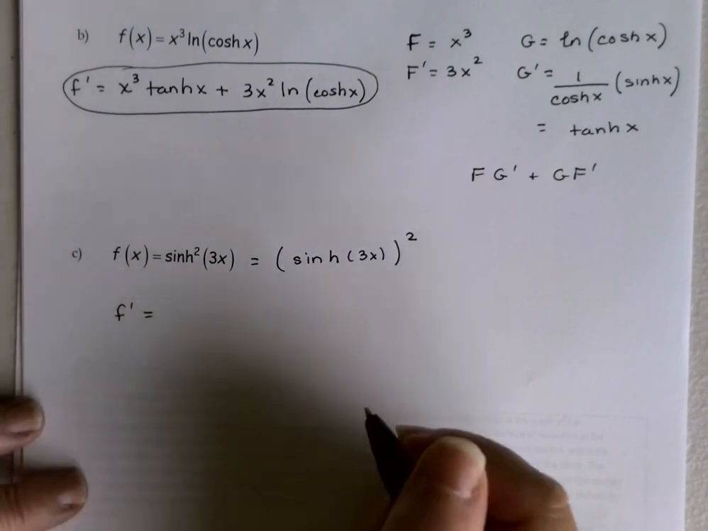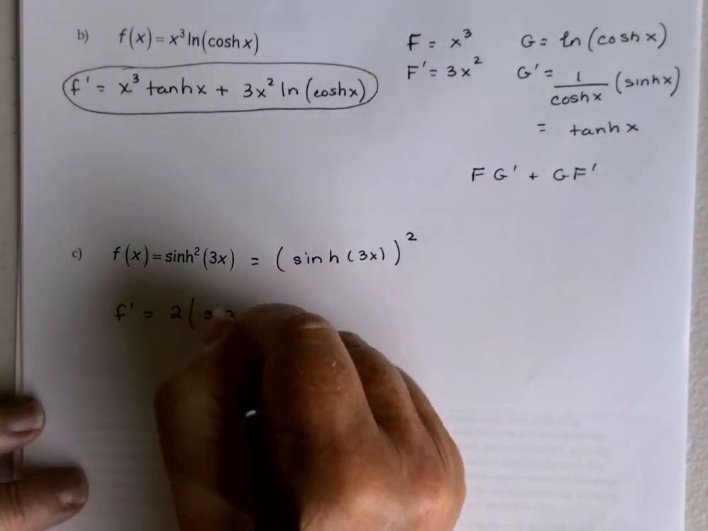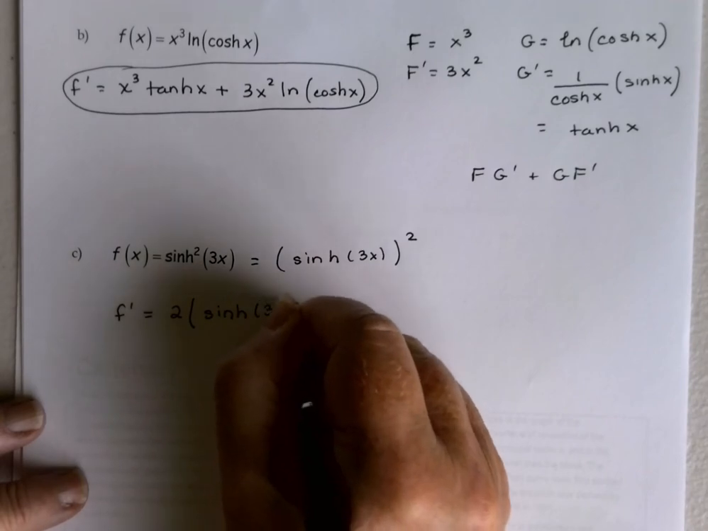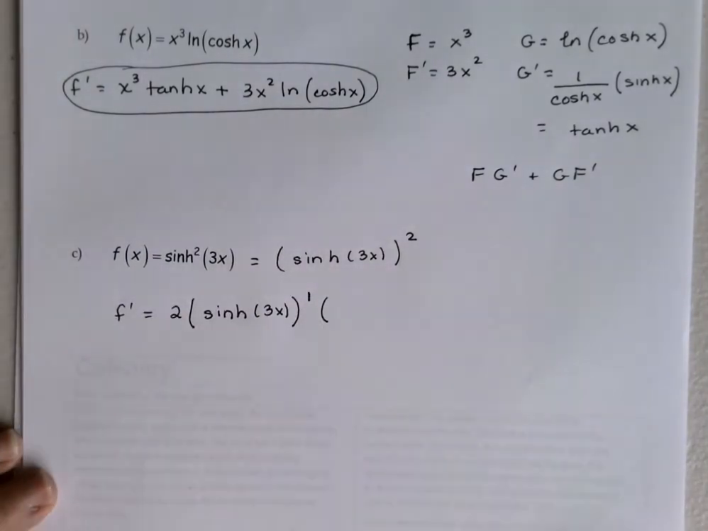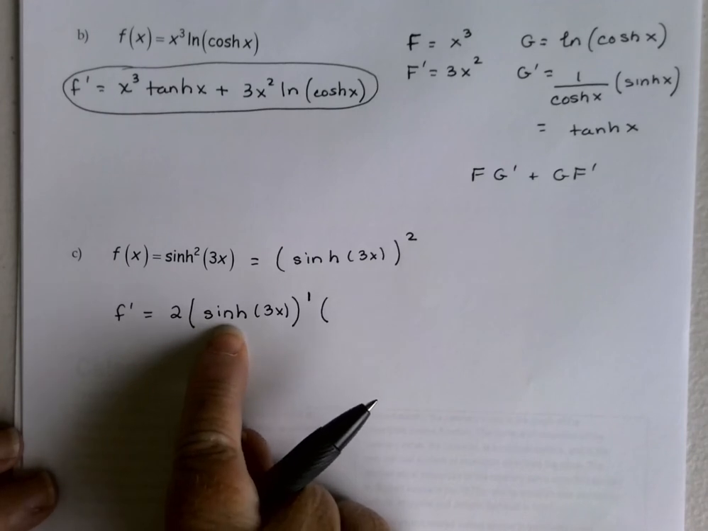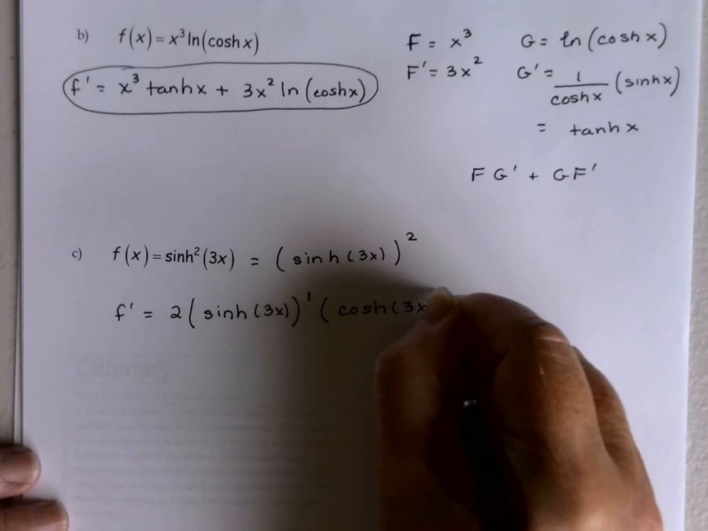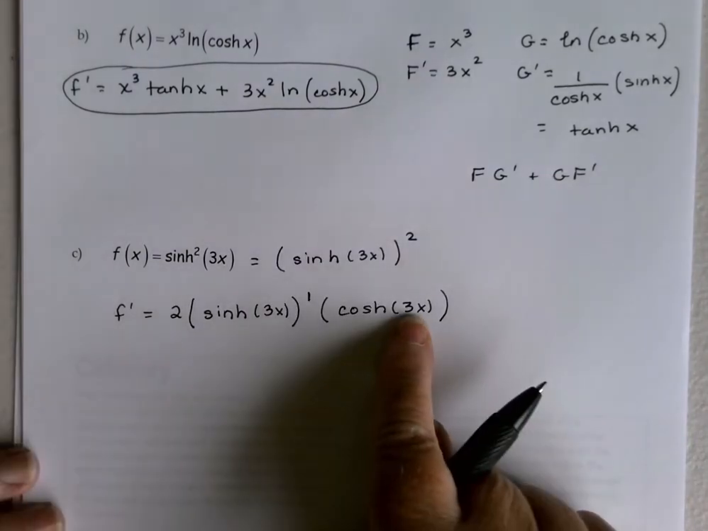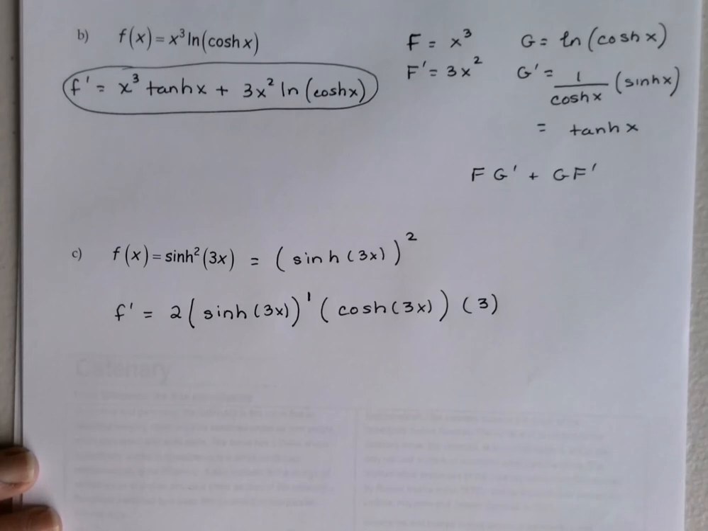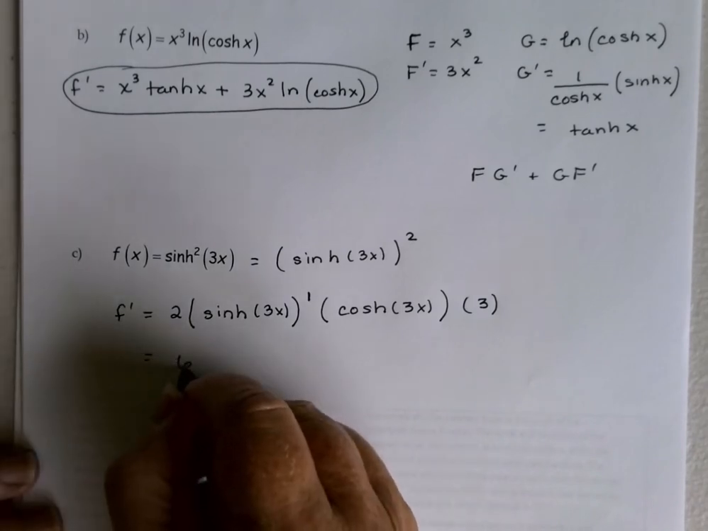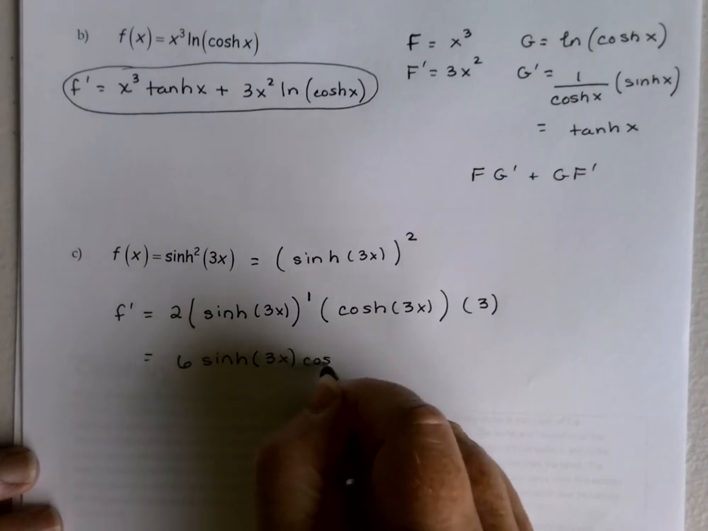So for my derivative, I'm going to start with the power rule. 2 times the hyperbolic sine of 3x to the first power. And then my chain rule, the derivative of hyperbolic sine 3x is hyperbolic cosine 3x. And then one more chain rule, the derivative of 3x is 3. So I end up getting 6 sinh 3x cosh 3x.